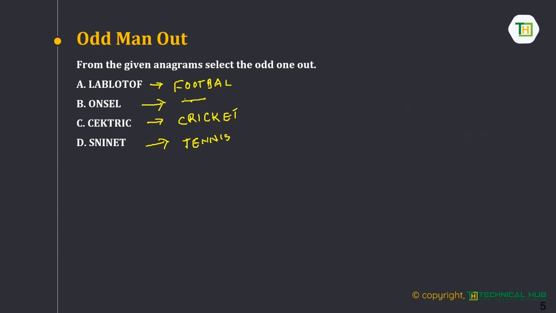If you observe the 4 options, options A, C, D follow a particular pattern, meaning all are related to sports. And option B is different from the remaining. So I can say that option B is the odd one out, or option B is different from the remaining.